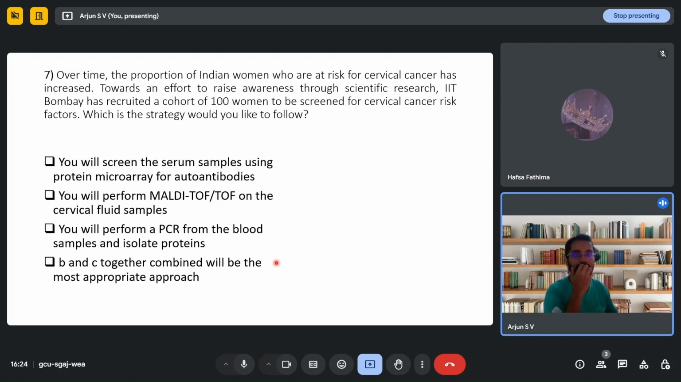Does anyone want to attempt this question? So, okay, the answer is option A, protein microarrays.